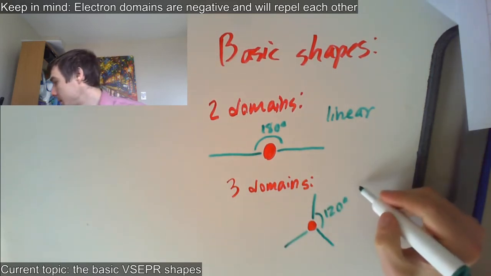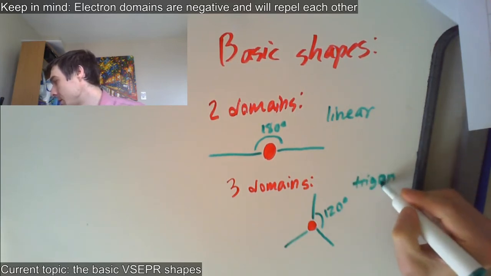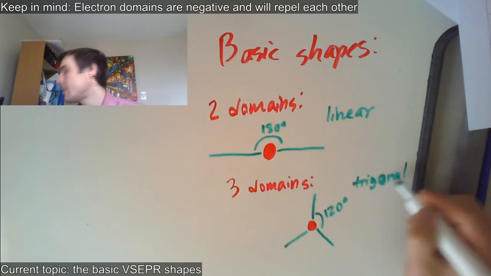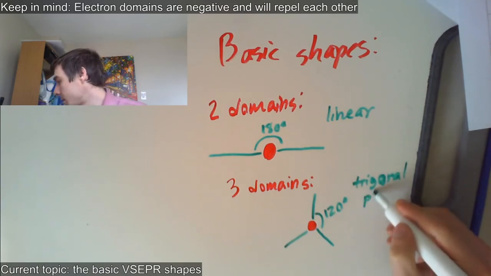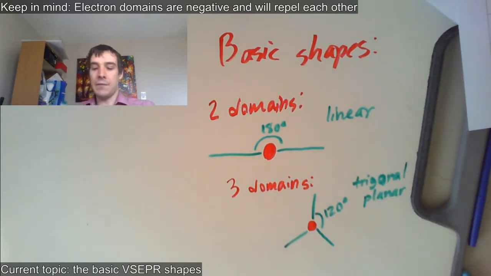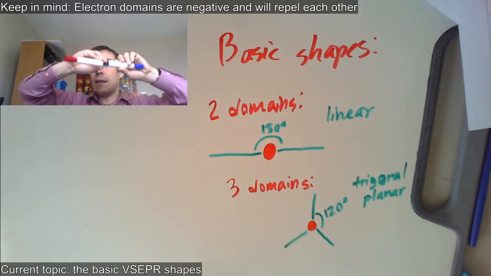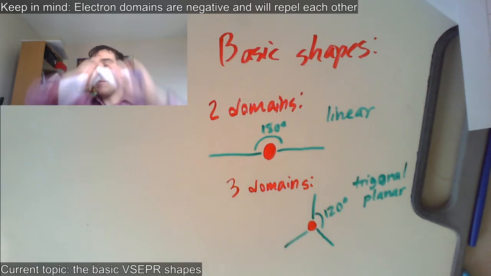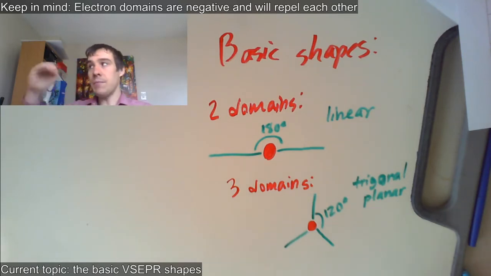This has a name. This is called trigonal for obvious reasons because it's the triangle. Trigonal meaning 3 sides, and because it's flat, it's called trigonal planar. So this is very, very flat. The 3 of them spread out as far as they can, so it's a very flat molecule. So that's trigonal planar. So those two are flat.